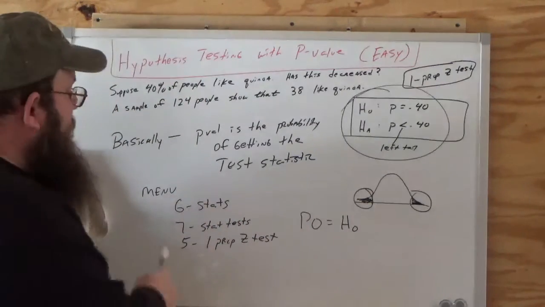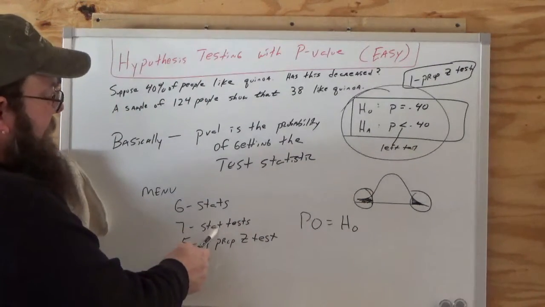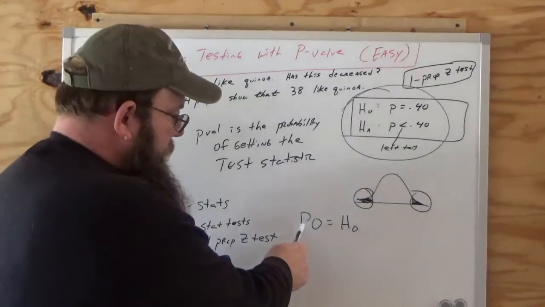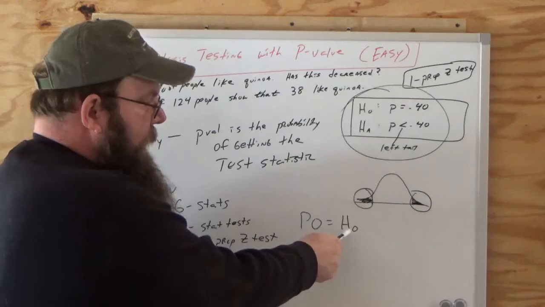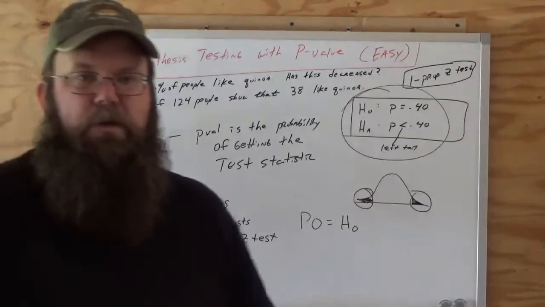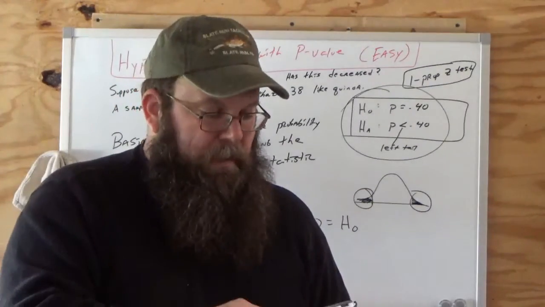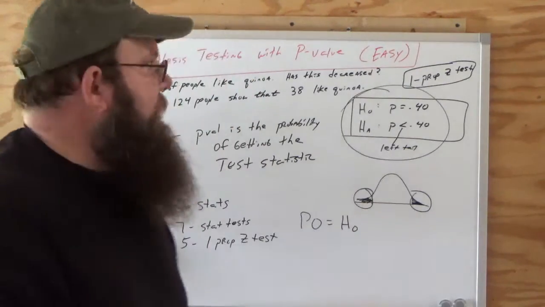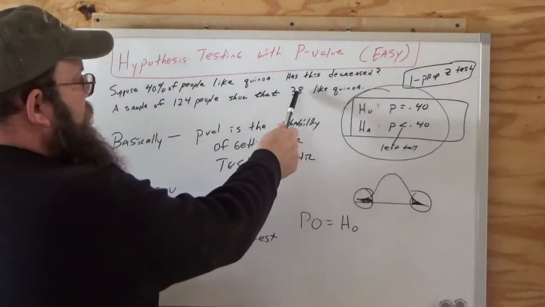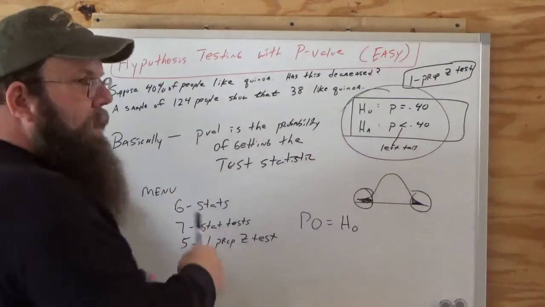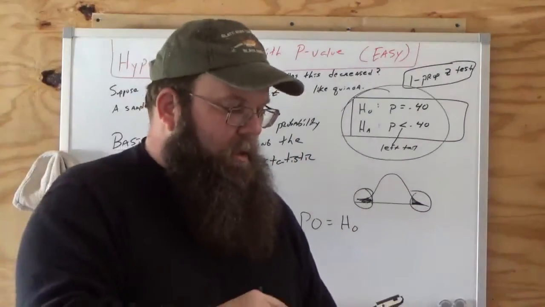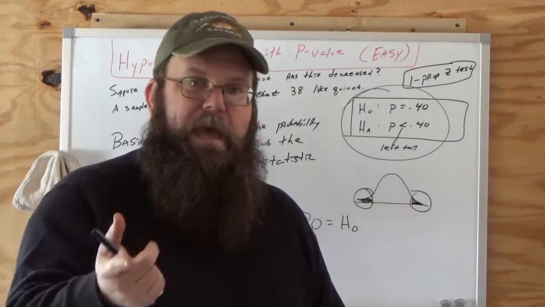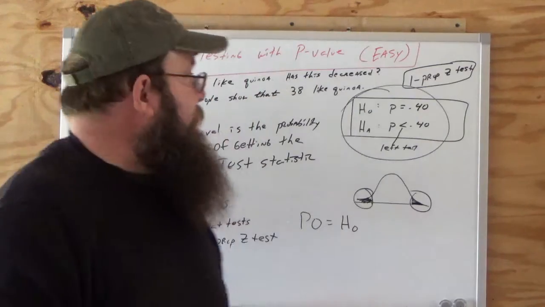On your Inspire, menu 675, stats, stat test, one prop, z-test. The first thing it's going to ask you for is the p0, which is the same thing as a null hypothesis. So you're going to type in your 0.4 or 0.40. Now it's going to ask you for successes, x and n. Well, what's x and n? Well, that's right here. That's our 38 out of 124. That's your p hat. So the success is x, that's 38. Your n is 124, which is the sample size.